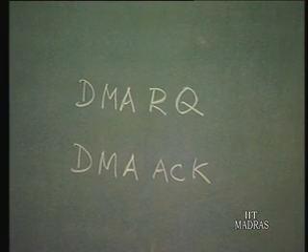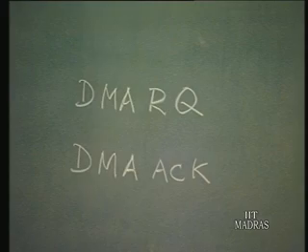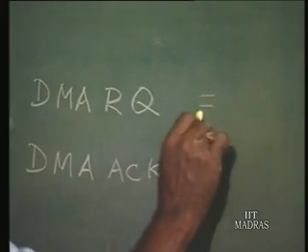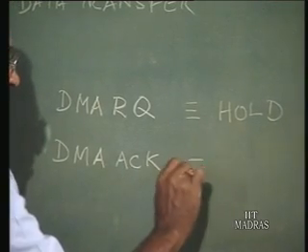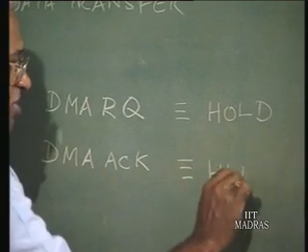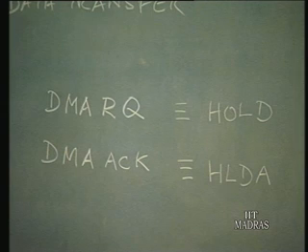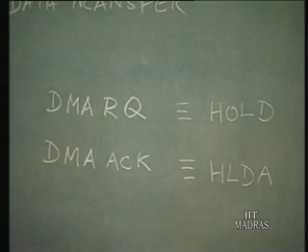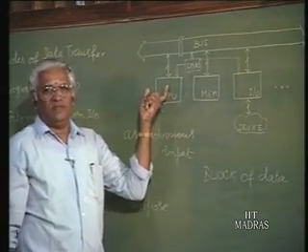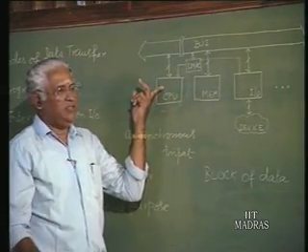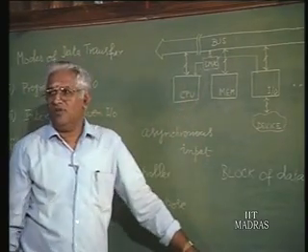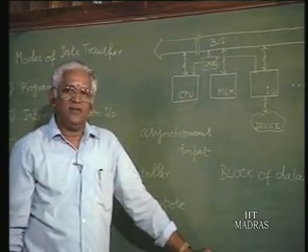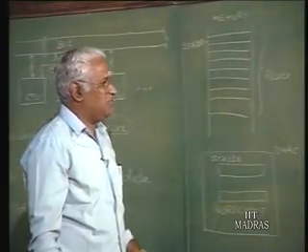In respect of some processors, this is called, for instance, hold. Why is it called hold? We will see. And this is called hold acknowledge. Hold is just like you put someone on hold, waiting. And here you find the CPU is put on hold. The CPU will be waiting until this DMA transfer is completed. That is why the name hold has come.